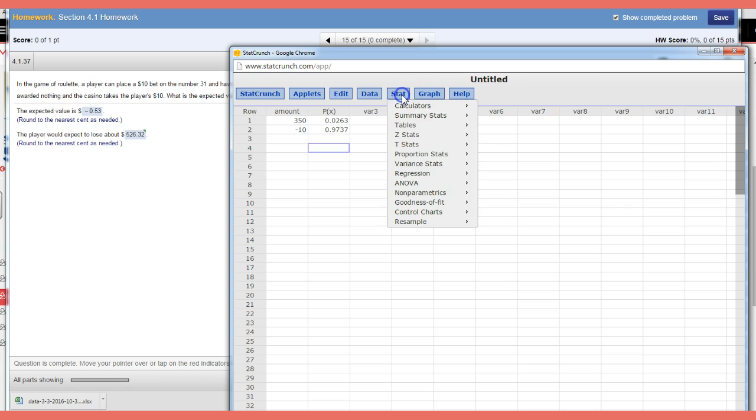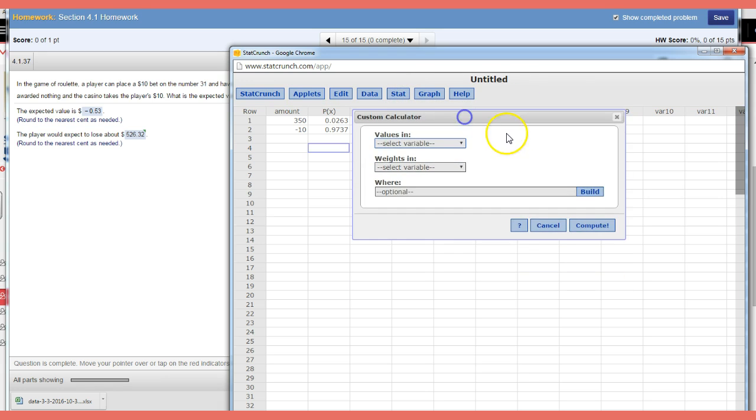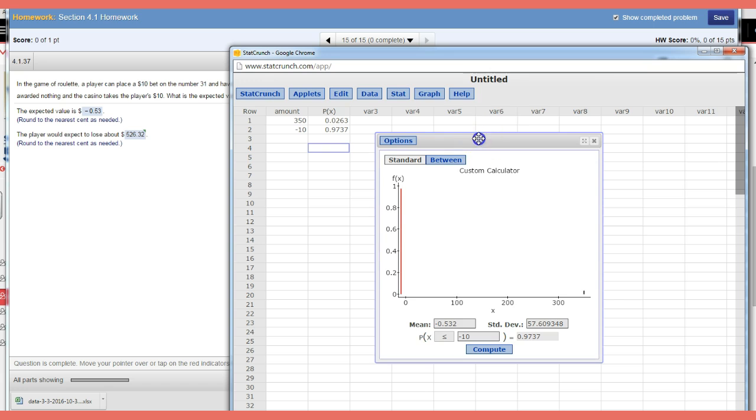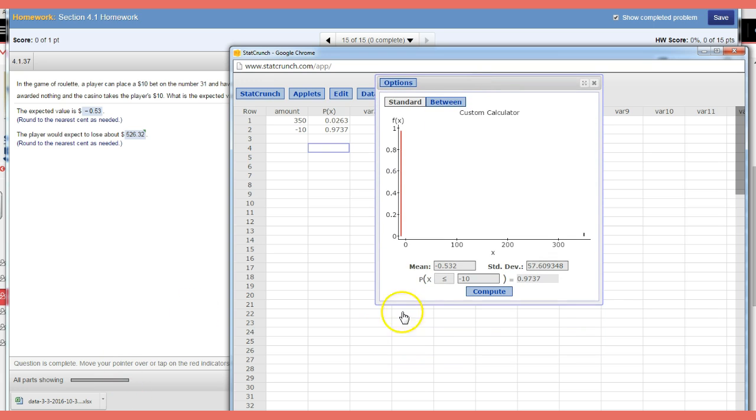Once we have that, I'm going to go to my calculators, custom. They ask me for the expected value. Remember, expected value is nothing but your mean: the amount, the probability in px, and compute. And you see that my expected value or the mean is negative 0.532. Rounding off to the nearest cent, if I play one game, my expected loss is 0.53.